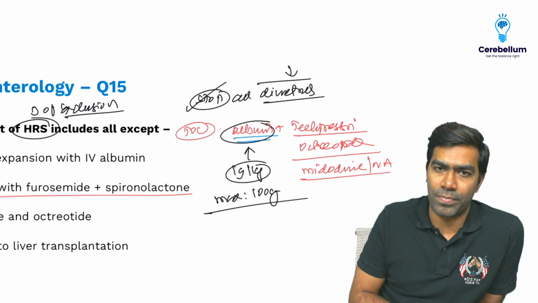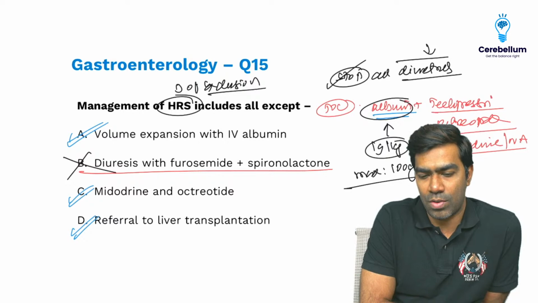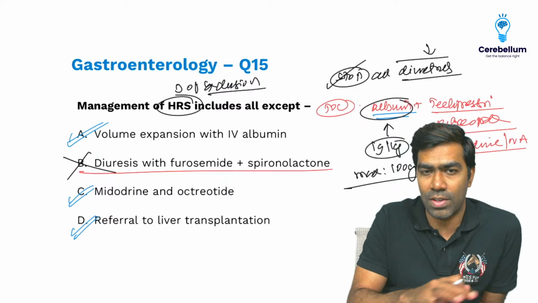So this is wrong, because I have to stop diuretics. I cannot give diuresis. That will worsen the renal injury. If it's HRS, it's definitely going to worsen the injury even further.